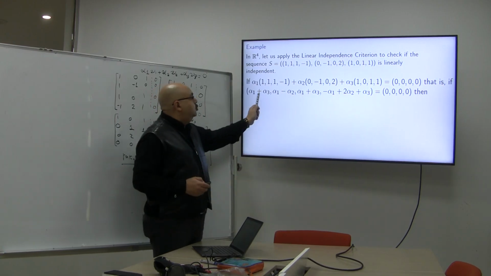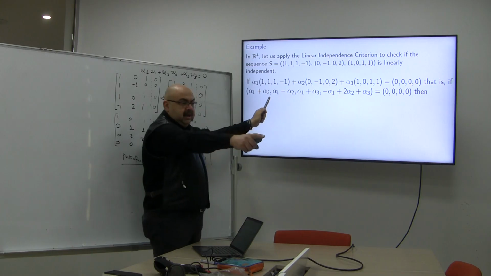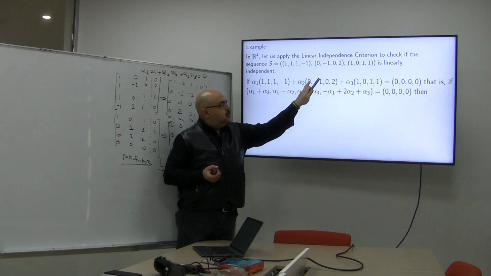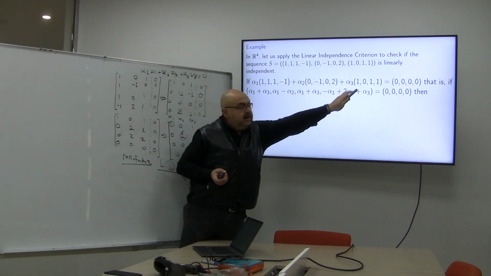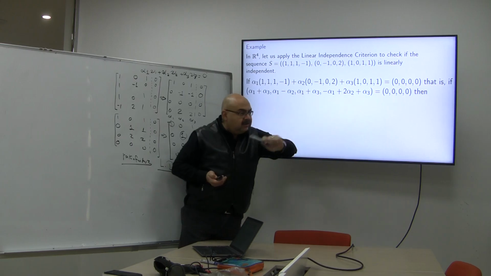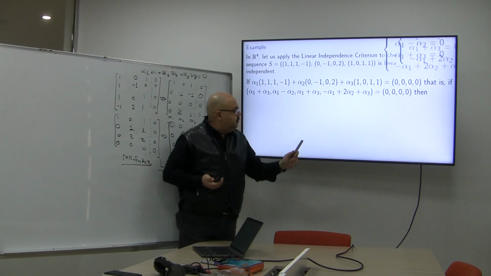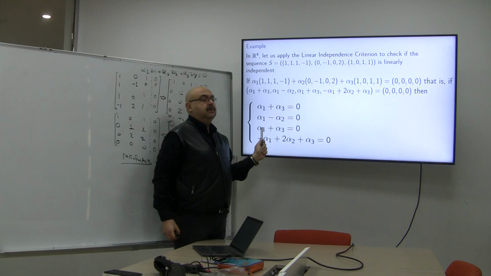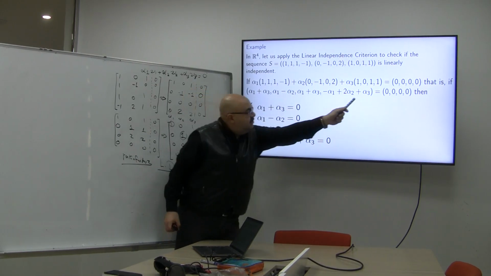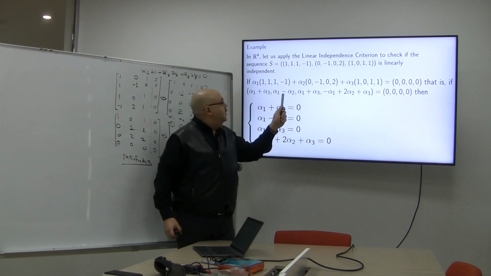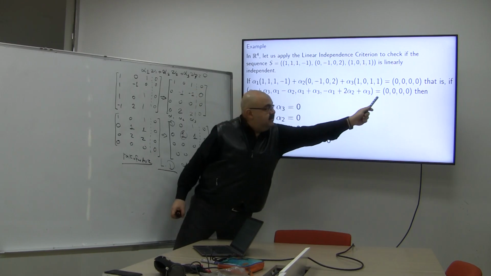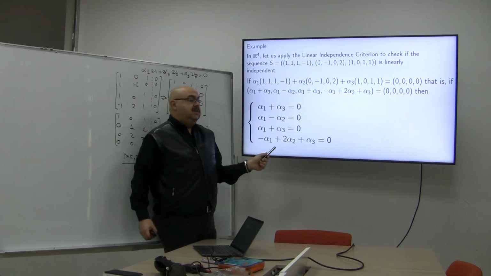Okay, so I started to form the equation. How do I form the equation? I multiply alpha 1 by the first component, alpha 2 by the first component, alpha 3 by the first component. It will equal the first component, which is 0. Of course, if I expand them like this, you will have this system. Look: alpha 1 plus alpha 3 must equal what? Then the second component, which is alpha 1 minus alpha 2, must equal what? 0. This is the system.